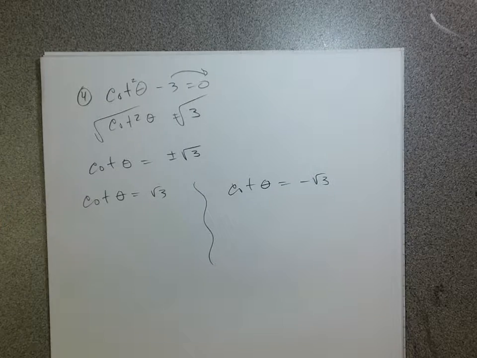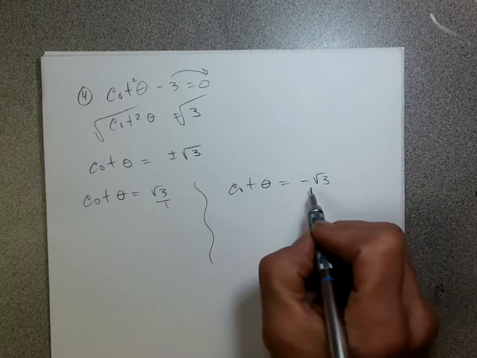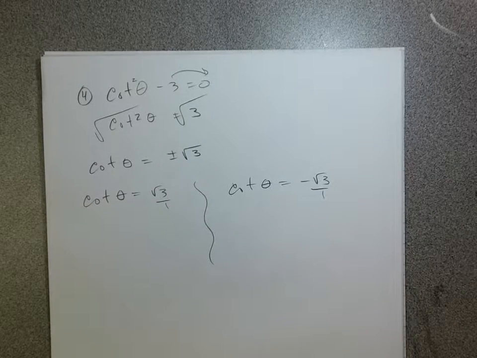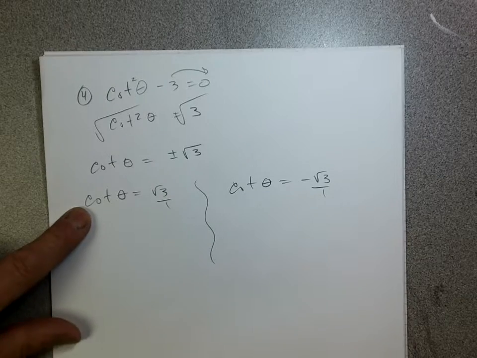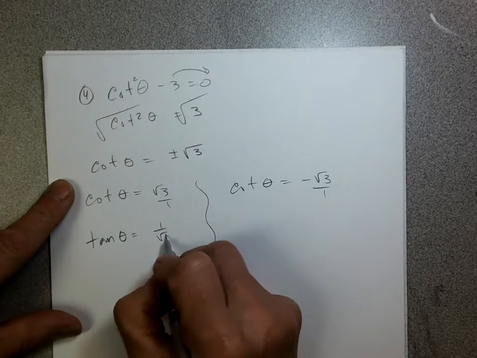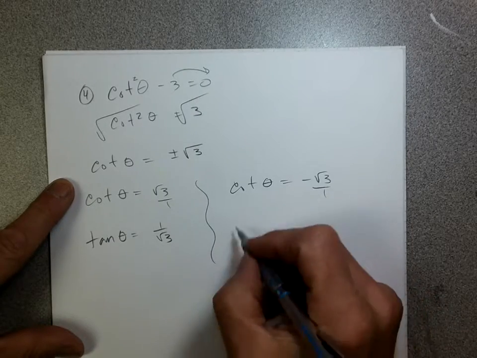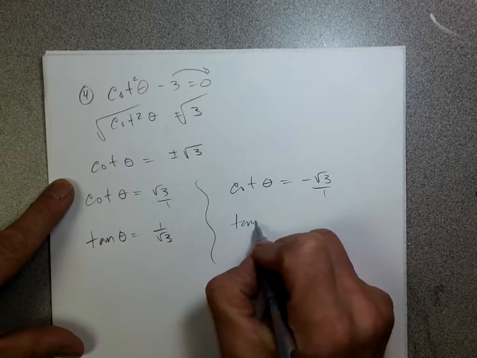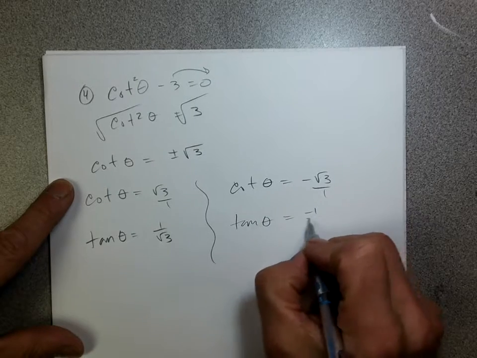I don't want cotangent because it's not on the unit circle. I want tangent, right? Make that 3 over 1, that negative 3 over 1. I don't want cotangent, I want tangent. So I'm going to flip it. When I flip cotangent, 1 over cotangent is tangent. So I'm going to go straight to tangent theta is equal to 1 over the square root of 3. And the same thing over here, I'll flip it, make it tangent theta equals negative 1 over the square root of 3, okay?